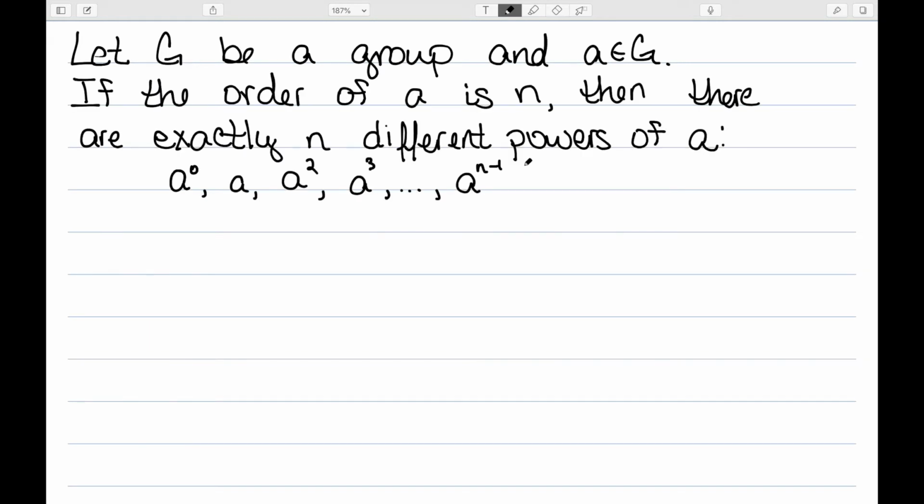The first: if the order of my element a is n, then there are exactly n different powers of a: a to the 0, a squared, a cubed, all the way up to a to the n minus 1. So what this theorem says is that every positive or negative power of a is somewhere in this list. Not only that, but all of these things in this list are different from one another. So let's look at proving this.